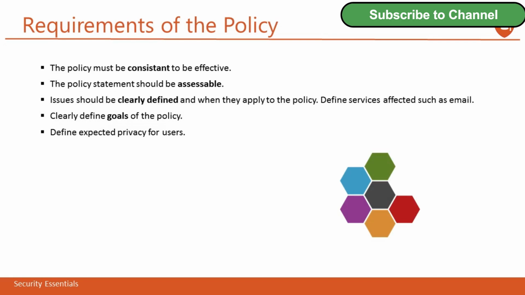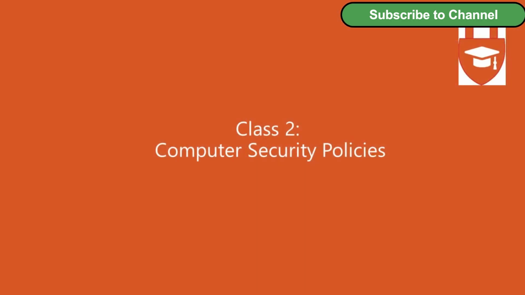Finally, we have requirements of the policy. The policy must be consistent to be effective. The policy statement should be accessible. Issues should be clearly defined, and when they apply to the policy. Define services such as email. Clearly define goals of the policy. Define expected privacy for users. If they have signed a policy agreement, they are supposed to abide by it, so they must read the policy statement carefully. So that concludes Class 2 of Course 2.